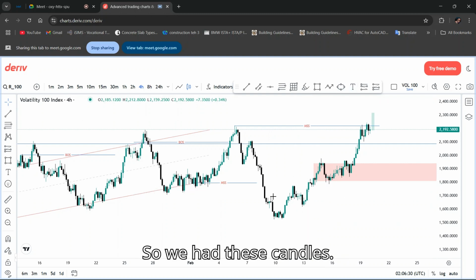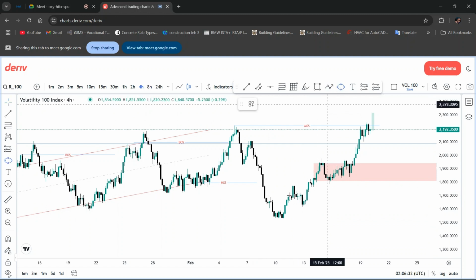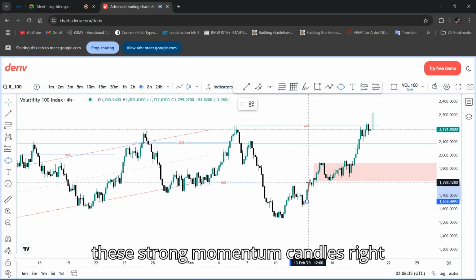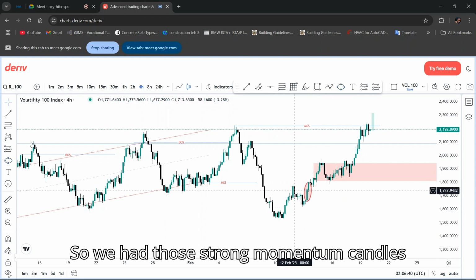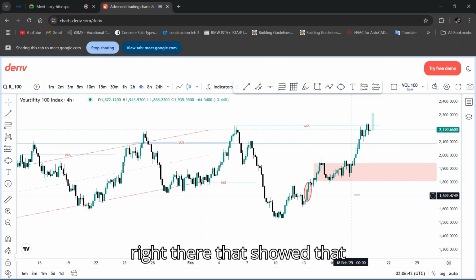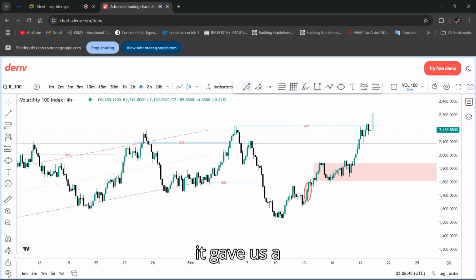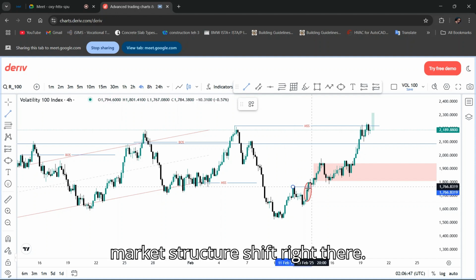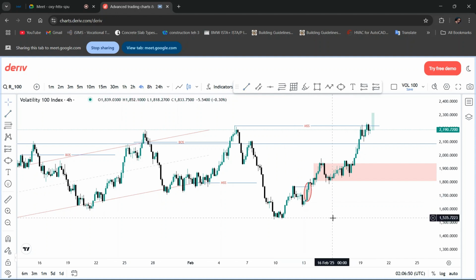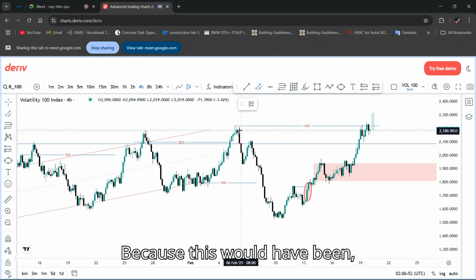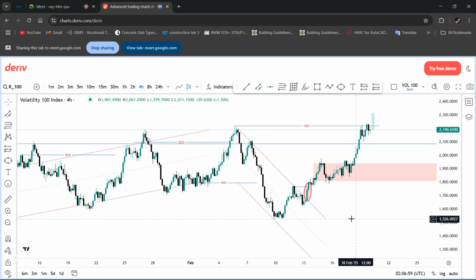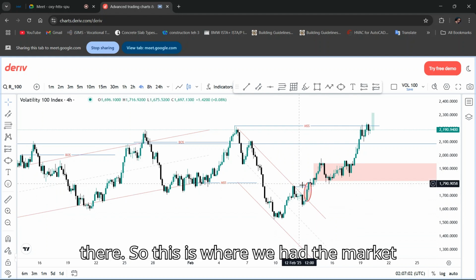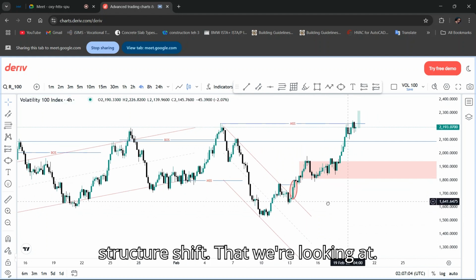So we had these strong momentum candles right here that showed that it gave us a market structure shift right there. Because this would have been the downtrend. That would have been the downtrend right there. So this is where we had the market structure shift that we're looking at.